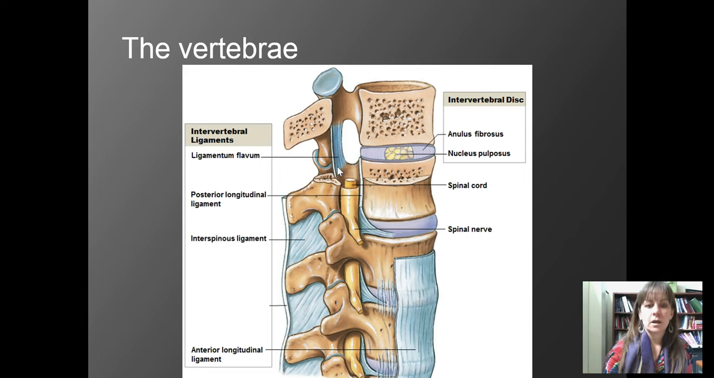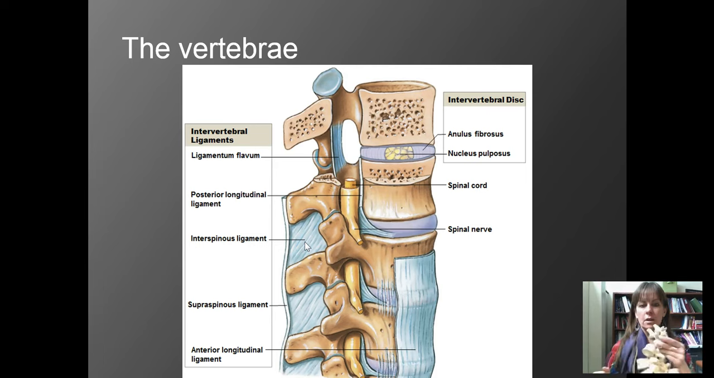Then we have the interspinous ligament, along the sides of the vertebra. So as a reminder, right in here is the spinous process, and so you are going to have a ligament that is going to run from one spinous process to the other along the sides of that spinous process. Then finally we have what's called the supraspinous ligament, and that's going to also run between the spinous processes, but it's right along the tip of it.